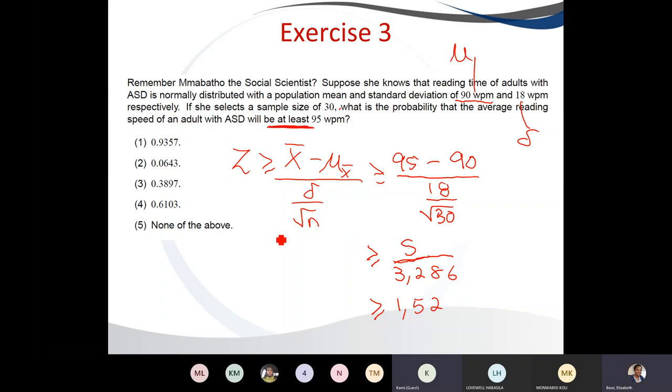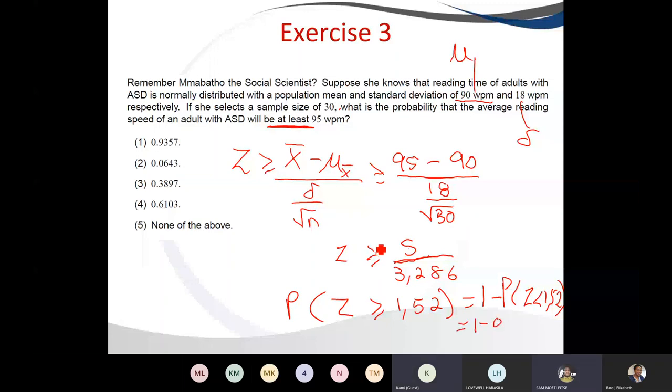Okay, since we leave it to 2 decimals, we can calculate the probability that Z is greater than 1.52, which is given by 1 minus the value you find on the table. What is the value you find on the table? It's 0.9357. And when you solve that, the answer you get is 0.0643, which is number 2.